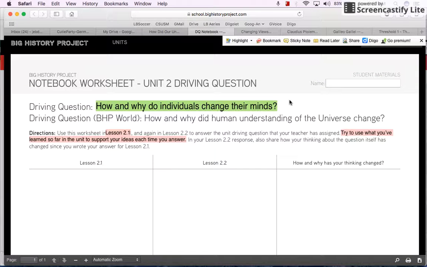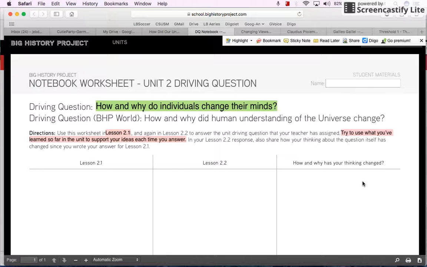Here are the things I want to make sure you pay attention to. First, if you watched the introduction to Unit 2, you saw our driving question: How and why do individuals change their mind? For this DQ notebook, lesson 2.1, try to use what you've learned so far in the unit to support your ideas each time you answer. As I mentioned in the Unit 2 intro, you generally get 2 opportunities to answer this driving question throughout the unit. It gives you an opportunity to do so early, and then a little later after additional learning, and then to identify how your thinking has changed.